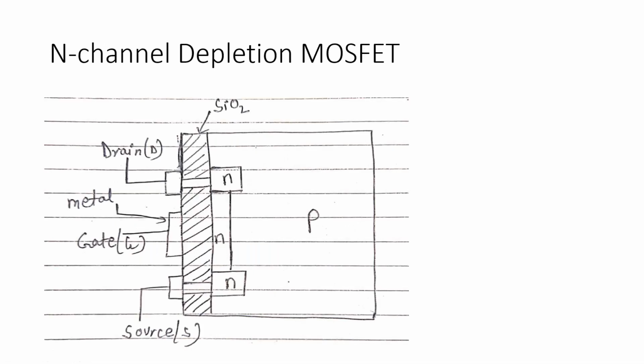This is the N channel depletion MOSFET. This is the construction of N channel depletion MOSFET. The channel is of N type. This is the body or substrate of the N channel MOSFET. Drain and source are connected to the N channel by metallic contacts. The gate terminal is also connected to this N channel, but there is no direct contact between the two, as a thin layer of SiO2, silicon dioxide, is there.